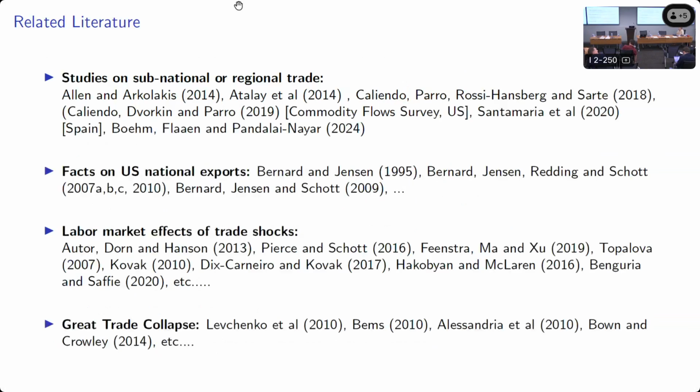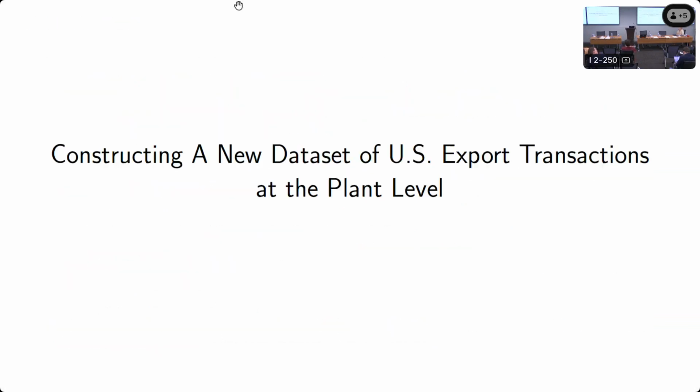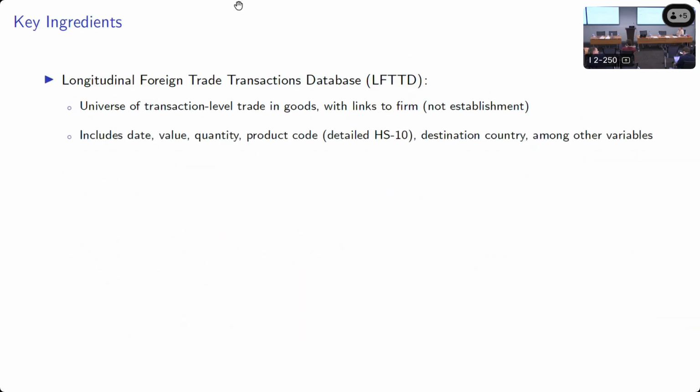Okay, so we're building on a bunch of literature. Let me just go straight to how we do this. So we're going to construct a new data set of US export transactions at the plant level. We're going to have a couple of key ingredients that are fairly standard census data sets that anyone who has been in census-adjacent projects might have seen or heard of before. So the first core building block is going to be the Longitudinal Foreign Trade Transactions Database. This is the standard customs data that just came up in the previous question. It's going to be the universe of transaction level trade in goods with links to the firm responsible for the transaction.